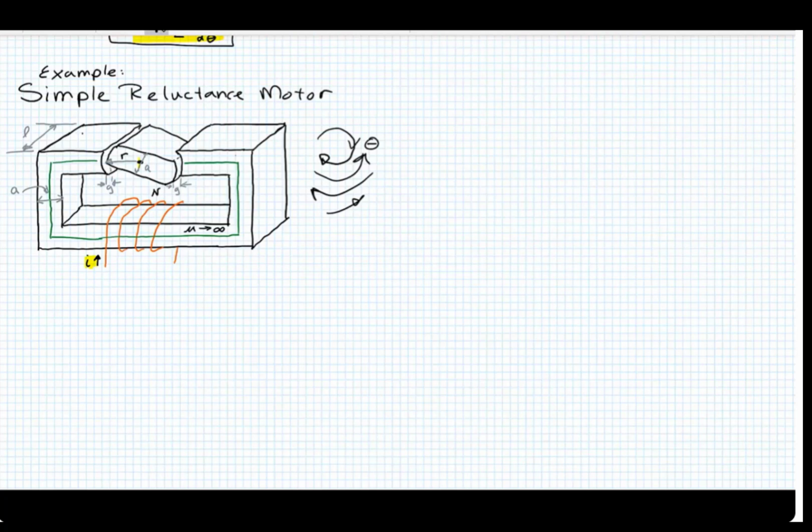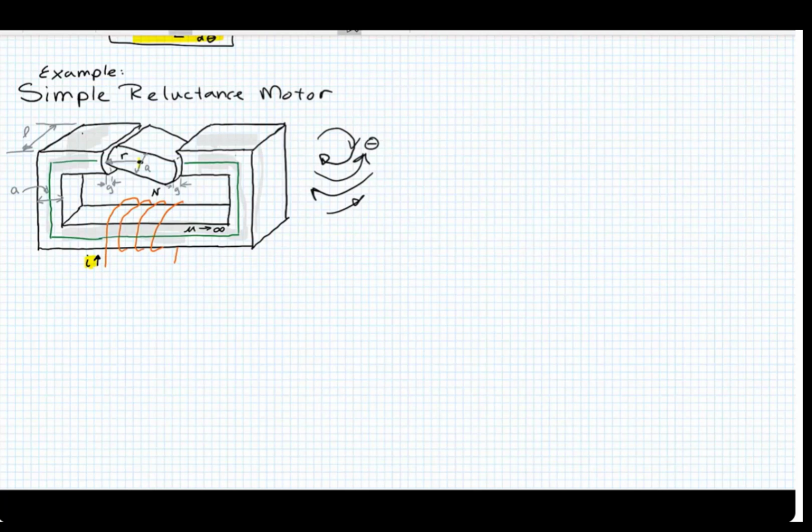Now what we really have here is just like a typical magnetic component. We've got a winding around it, and we've got a core. That's what this whole thing right here is, an iron core. We're going to assume that the iron core has an infinite permeability.